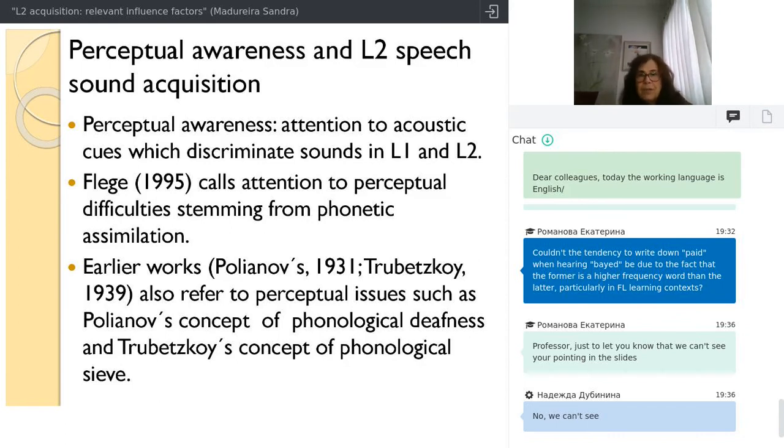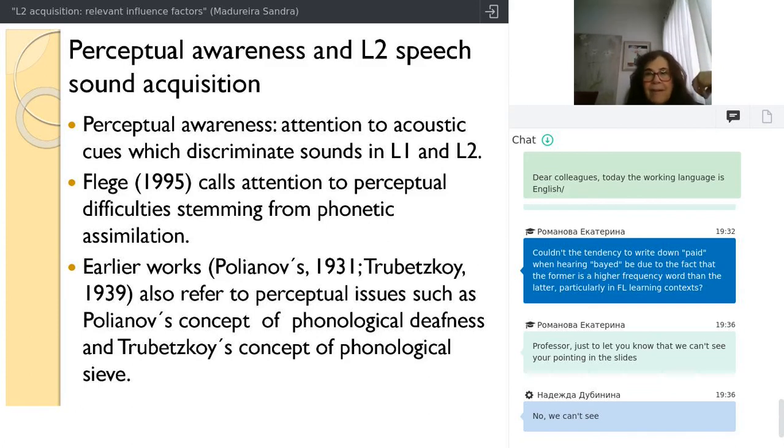This is very important because when we acquire a different language, the cues are different. And some of the cues make us kind of deaf. We cannot hear the differences. That has been pointed out in the literature for a long time: Polivanov, Trubetzkoy, the concept of phonological deafness, the phonological sieve. And Flege calls attention to perceptual difficulties stemming from phonetic assimilation. It's quite the same thing because it has to do with perceptual awareness.